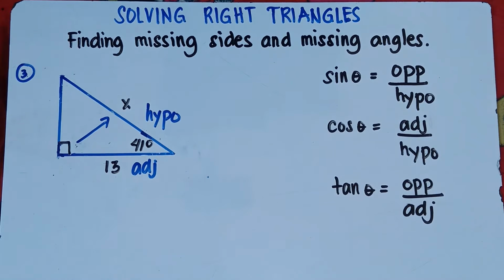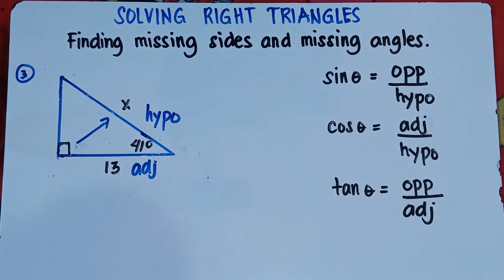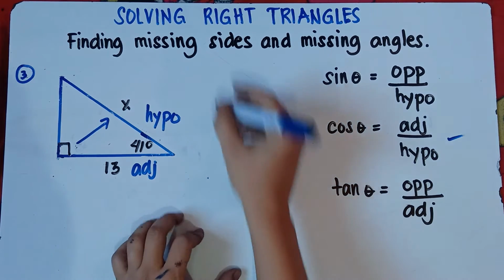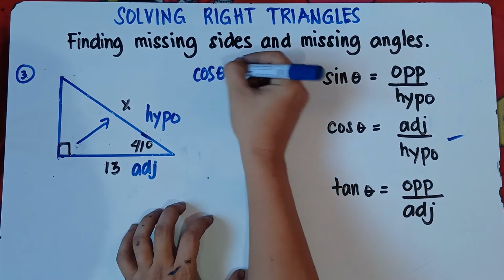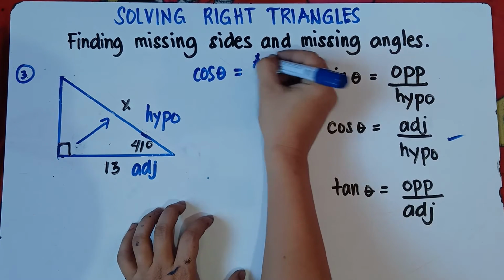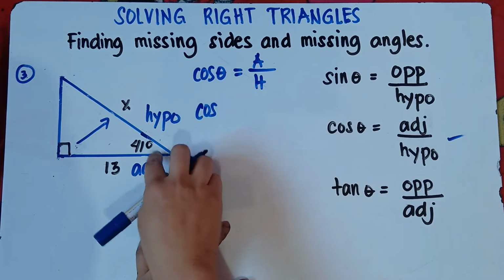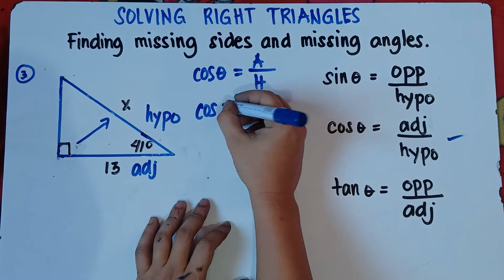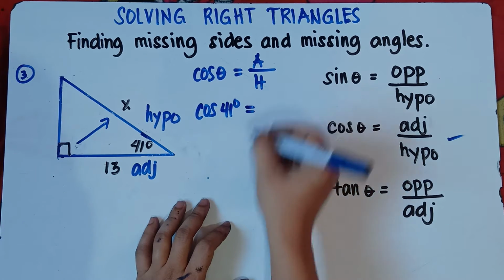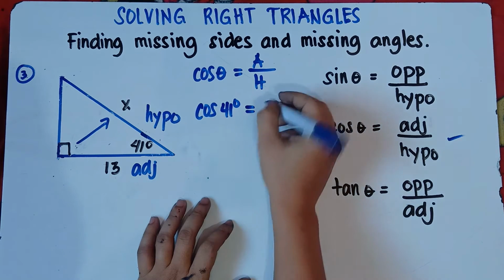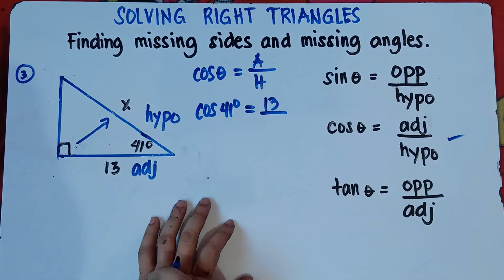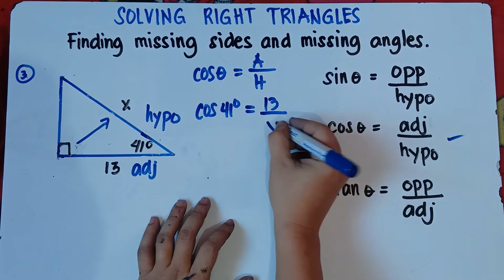So which trigonometric ratio will we be using, class? Adjacent, hypotenuse. We will be using cosine. So this is cosine theta equals adjacent over hypotenuse. Theta means angle. So cosine 41 degrees equals adjacent, that is 13, over hypotenuse, that is x.